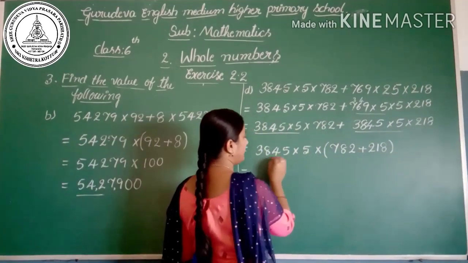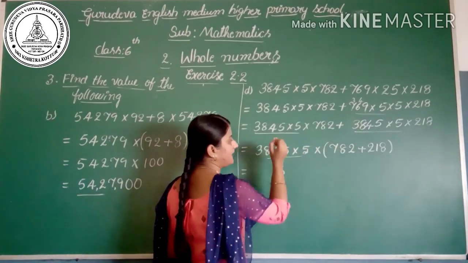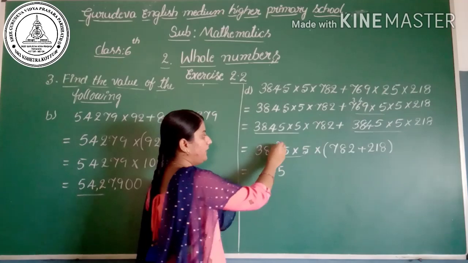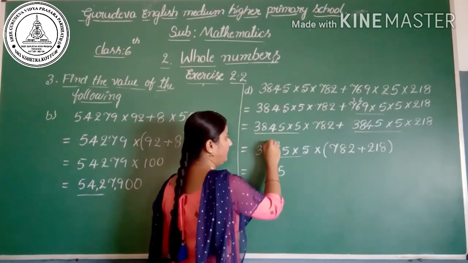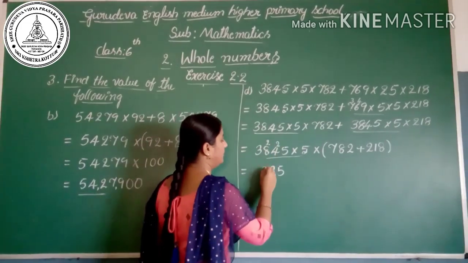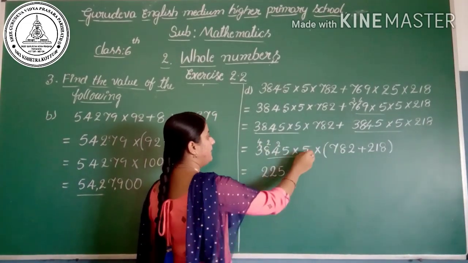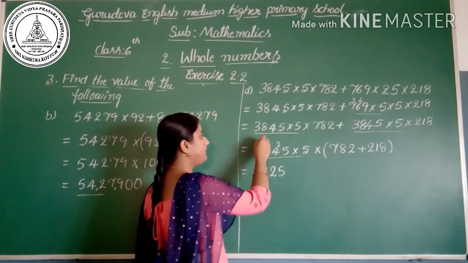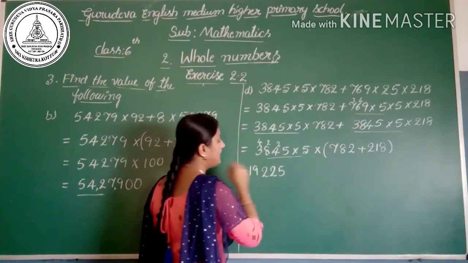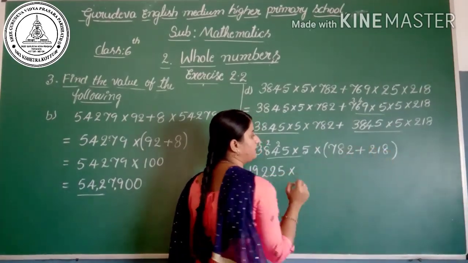Okay, multiply these two. 5 fives are 25. Here 2 carry. 5 fours are 20. 20 plus 2 is 22. 5 eights are 40. 40 plus 2 is 42. 4 carry. 5 threes are 15. 15 plus 4 that is 19. Okay. Then add these two numbers.